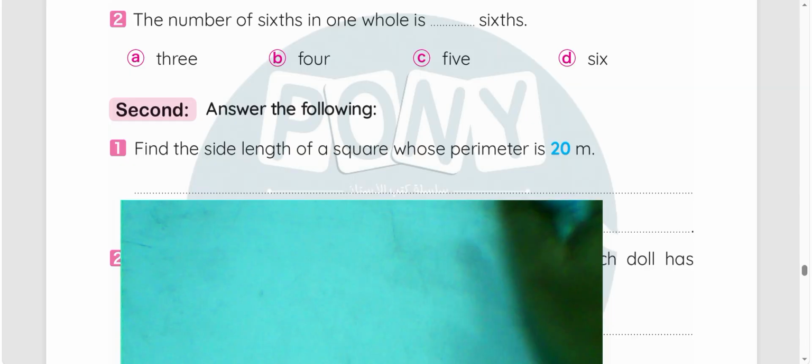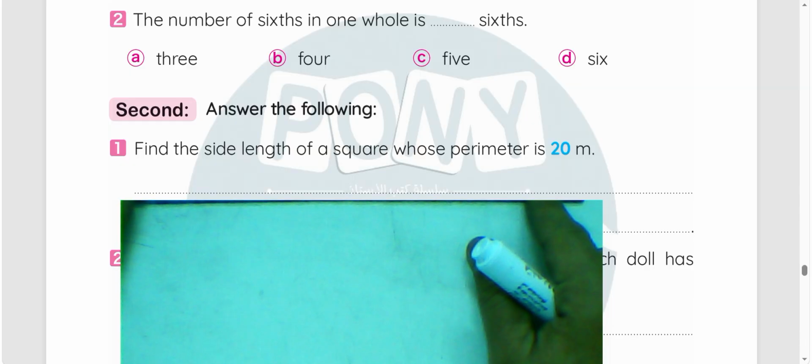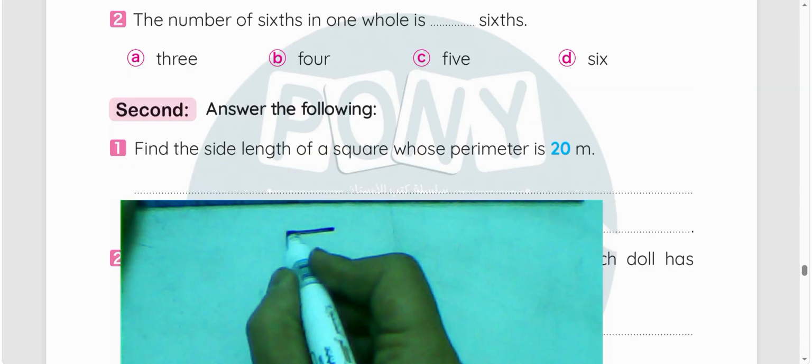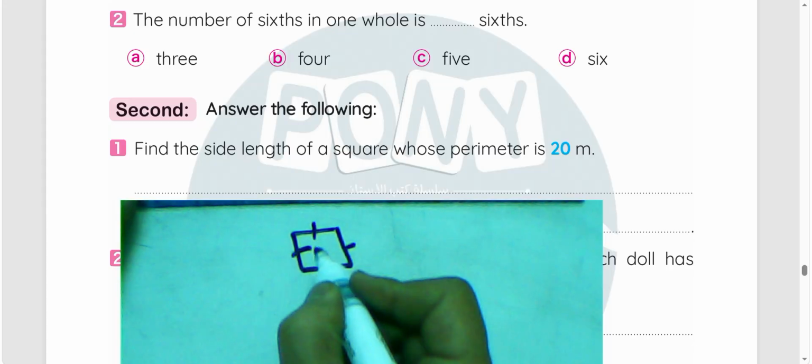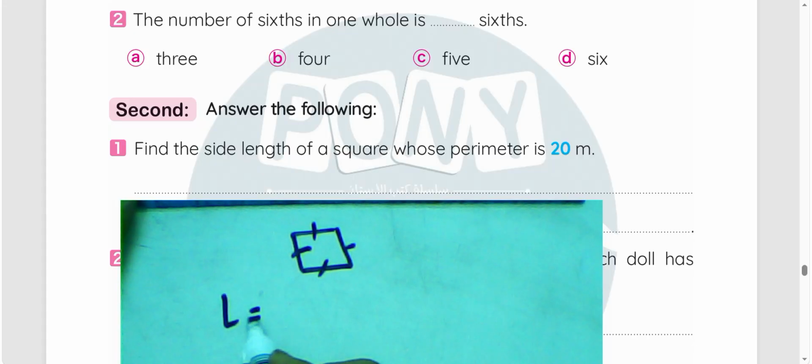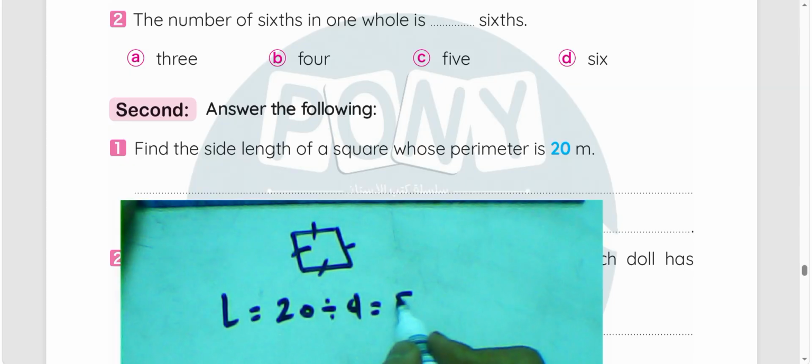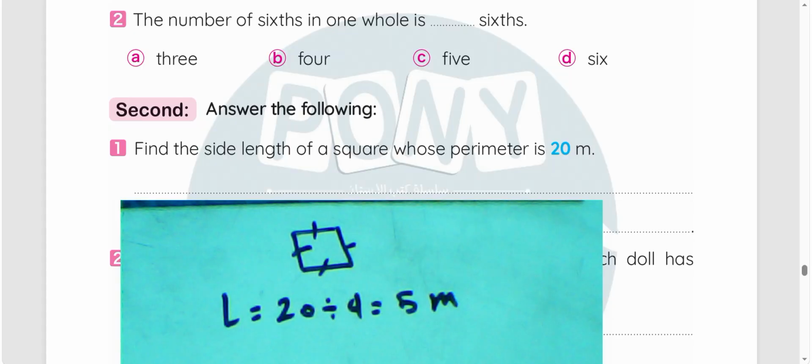Answer the following. Find the side length of a square whose perimeter is 20 centimeters. We have 4 sides of a square. We can find the side length, right? 20 divided by 4 equals 5. The length will be 5 because the perimeter equals side times 4. 4 times what equals 20? 4 times 5. Then the side length will be 5.